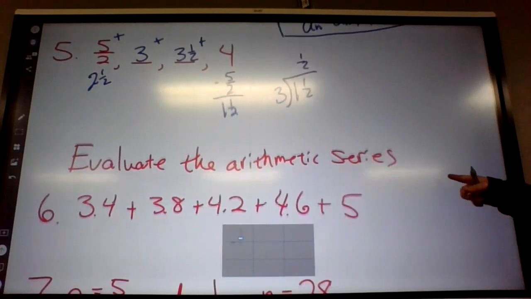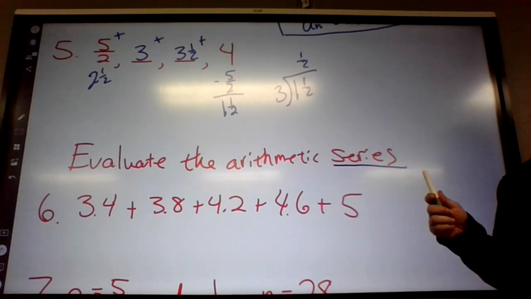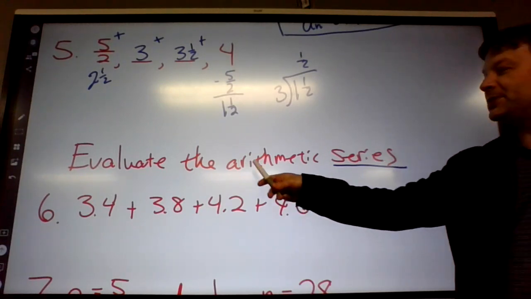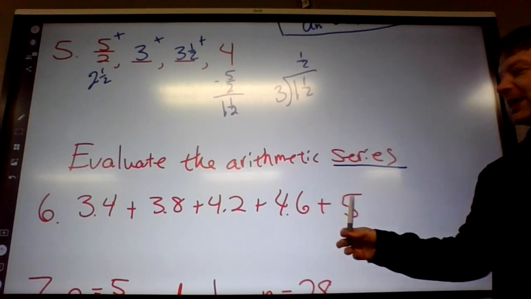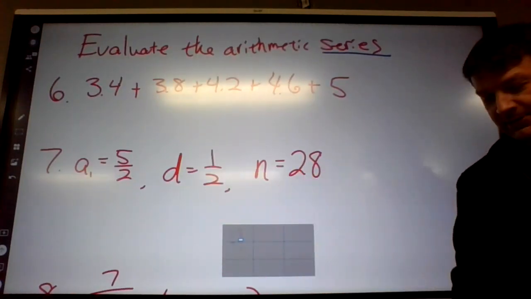Okay, and it's red. So starting on 6, we're switching to series. What's the difference on series? You add them. Series is where you add together. So when it says evaluate the arithmetic series, it just means add those together. Okay.